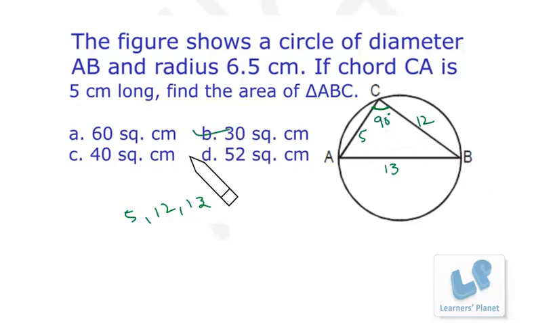That is 30. Okay. So we have just used a simple concept: angle in a semicircle is 90 degrees. So once we know that this is a right angle triangle, it's really easy to find the area.